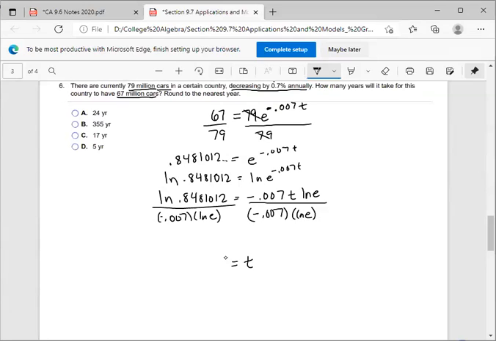Which is just 1. So the natural log of all that, 0.8481012, divided by negative 0.007 times 1, because that's what the natural log of e is, is 23.536, and it keeps going. So we would say 24 years. 23 years is not enough. Rounding to the nearest year, it's going to be 24 years.